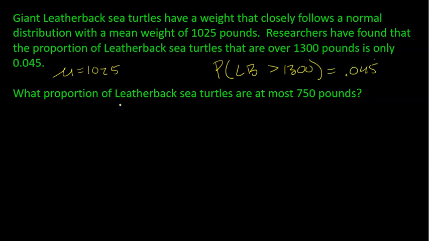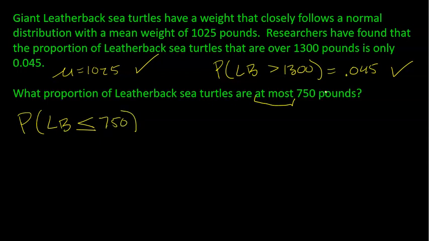Then the question they ask is, what proportion of leatherback sea turtles are at most 750 pounds? So I really have to think about all the tools I have to answer this question. They give me the mean, check. They give me this additional piece of information about 4.5% that are over 1,300 pounds. And then they ask me to find the proportion of leatherback sea turtles that are at most 750. Now be careful, at most means less than or equal to 750, right? At most means that that's the very highest or anything below it.